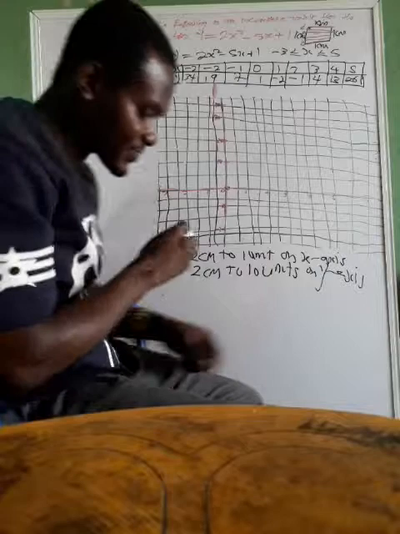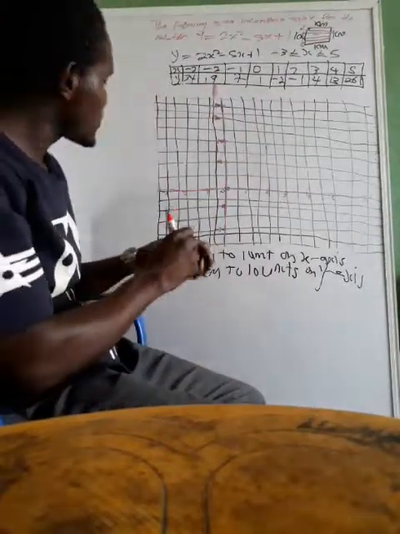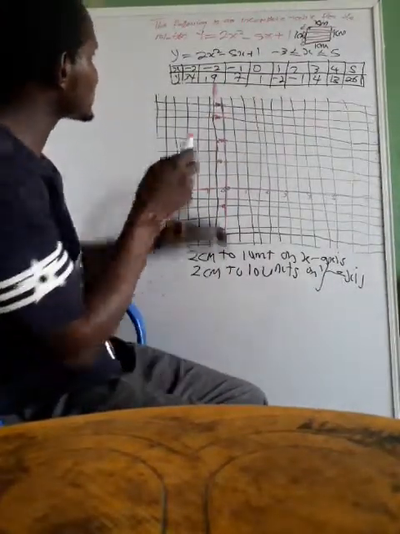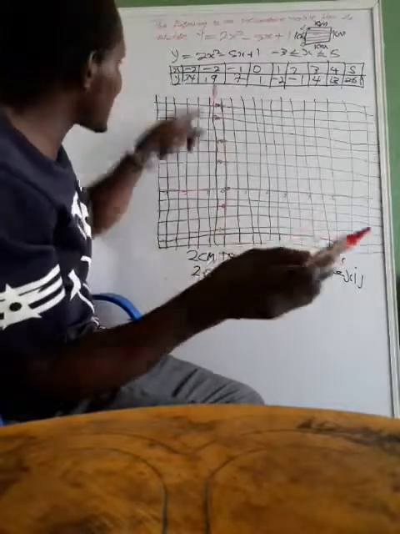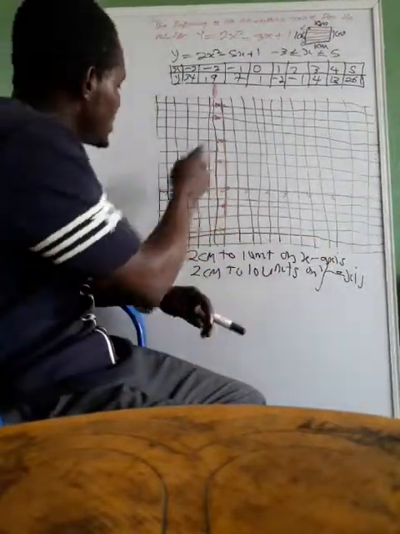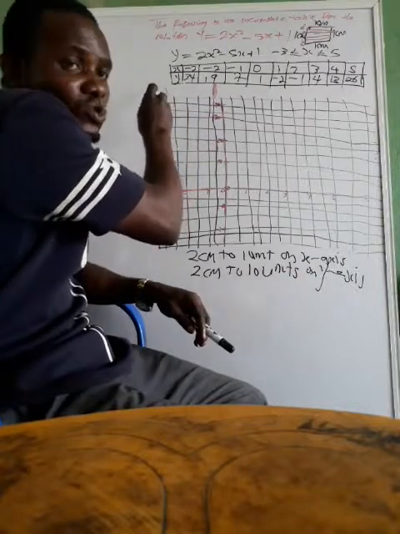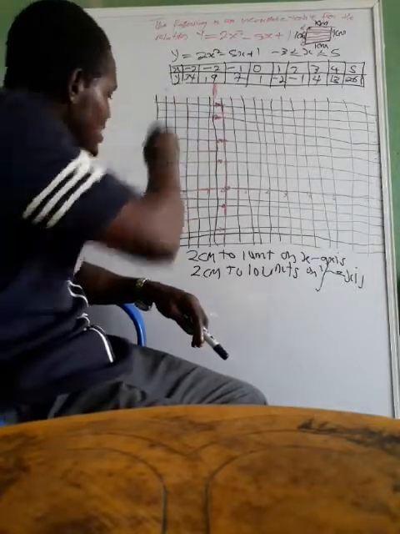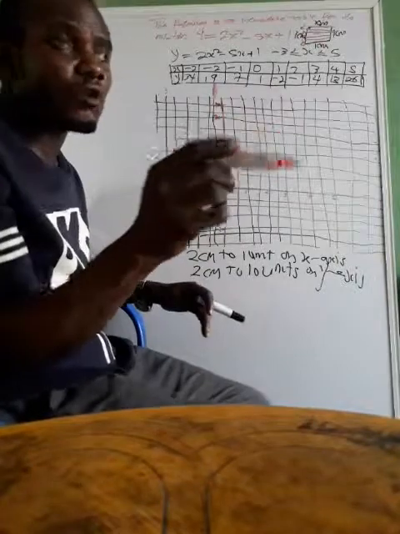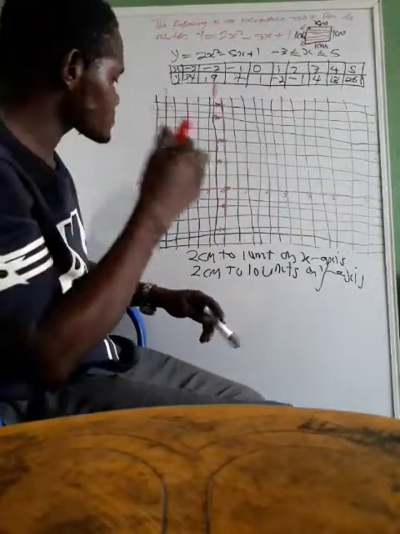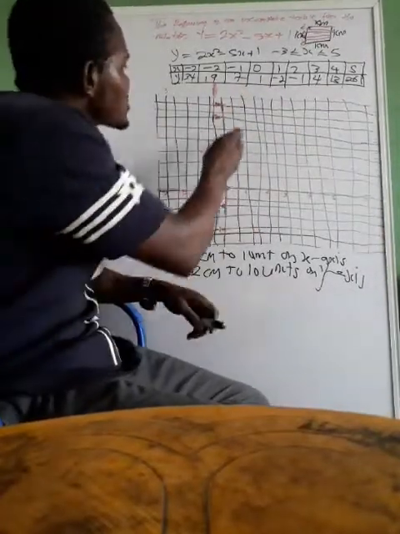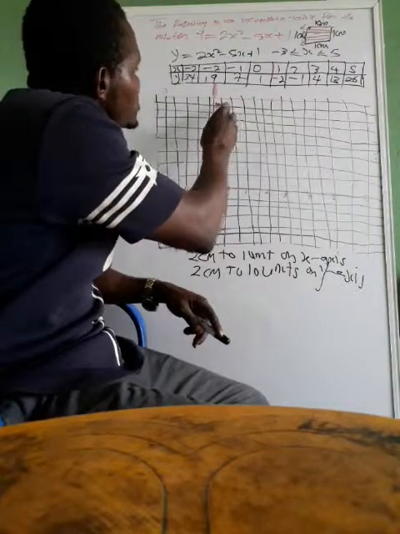So now, when s is minus 3, where is minus 3? See, minus 3 is here. So this is minus 3 here. When s is minus 3, y is 34. Don't forget this line now is minus 3. I don't say you should write it, I'm just using it to explain. Now I'm looking for 34.